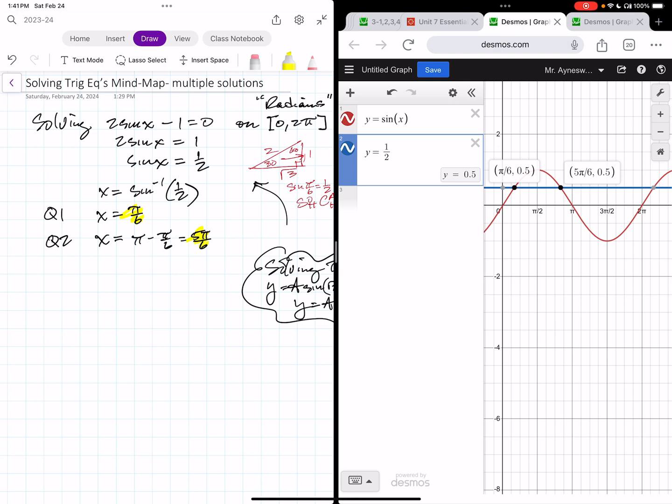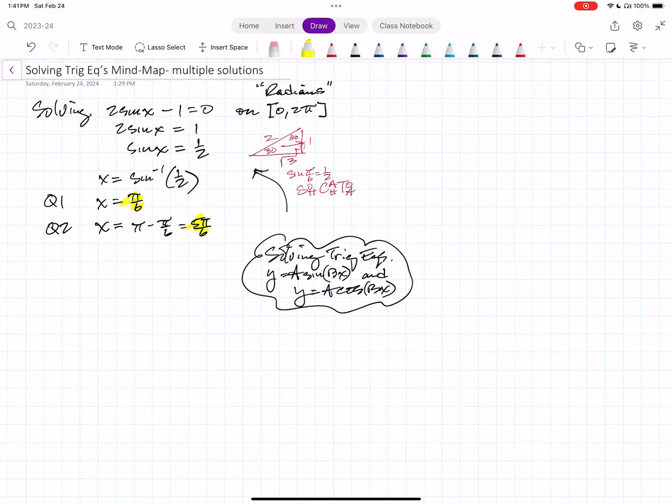easily with Desmos here. You just click on the solutions. Just know how to use it. All right. So first one there, we have two solutions, pi/6 and 5 pi/6. Now let's see what happens when you change the period.